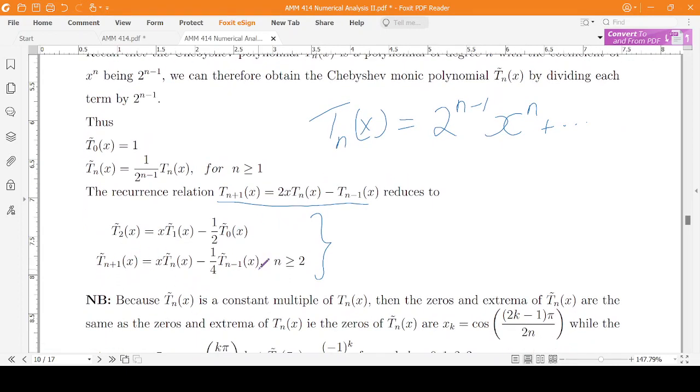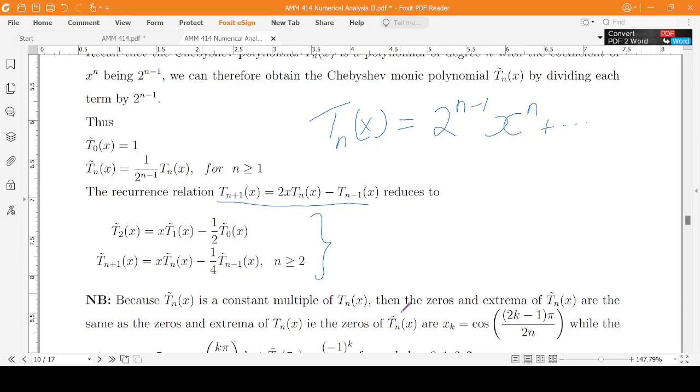Then for n greater than or equal to 2, we have this. And as we had seen, because the Chebyshev monic polynomial is a constant multiple of Tn, we are just dividing Tn by 2 raised to power n minus 1. So the zeros and the extrema of the Chebyshev monic polynomial are the same as the zeros and the extrema of the Chebyshev polynomial.